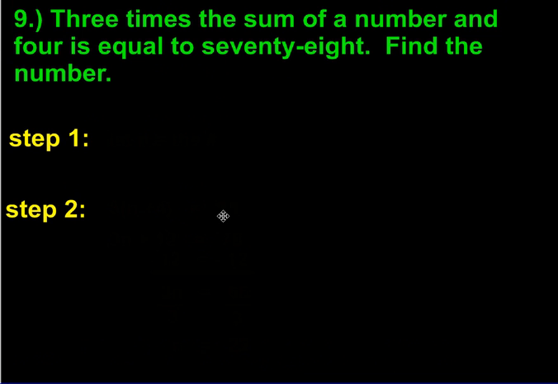Our last equation is a pretty straightforward one. 3 times the sum of a number and 4 is equal to 78. Find the number. So again, we always want to start out with a let statement. We're going to let n equal the number. Then we want to take the information given to us in the sentence and turn it into an equation. 3 times, the parentheses indicate times, a number, that's n, plus 4, because it said the sum, that's this, equals 78. Now we're going to distribute that 3 to everything inside the parentheses. We'll get 3n plus 12 equals 78.